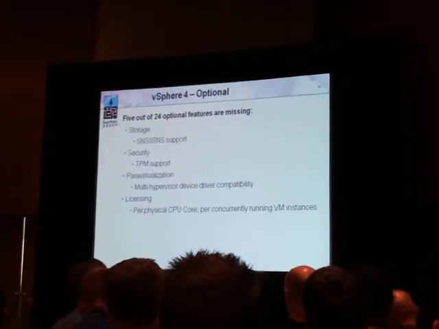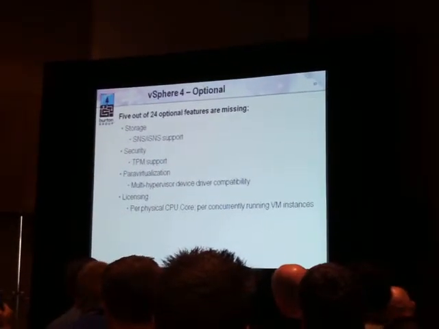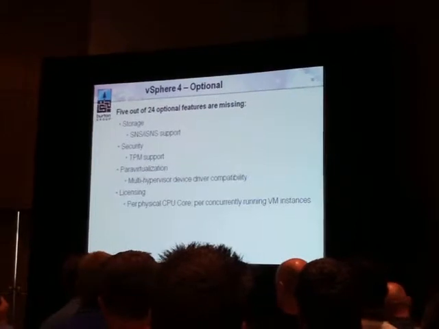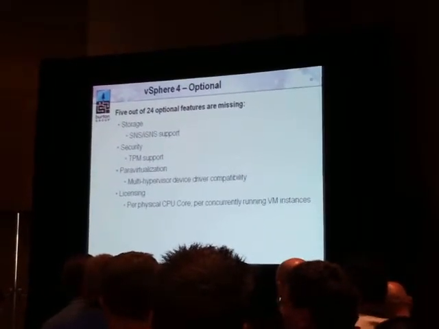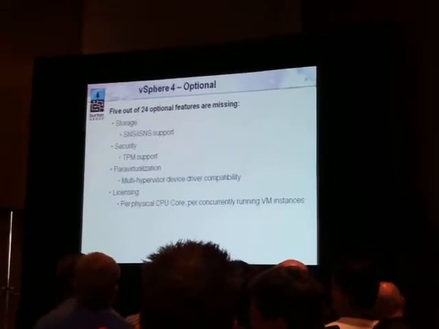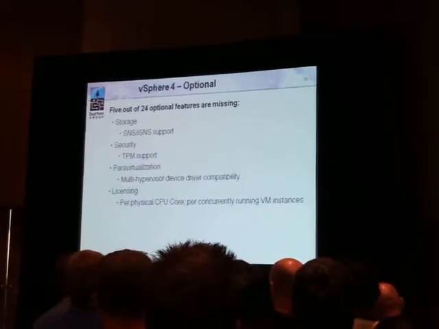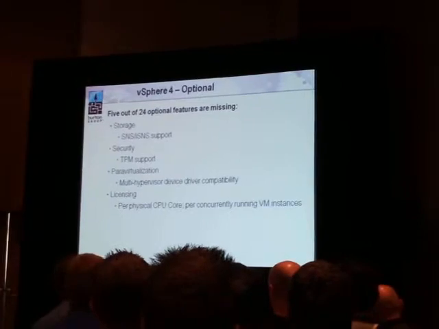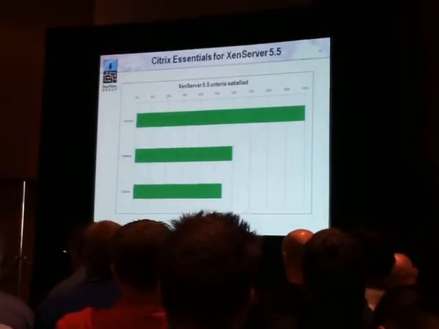And then para-virtualization. Of course, their para-virtualized drivers only work in the VMware environment. You'll see that the other two vendors we looked at actually share the same para-virtualized driver architecture and can use the same para-virt drivers in either hypervisor. And then licensing, again, they don't have a physical CPU core, and also they don't have concurrently running VM instances. So let's take a look at Citrix XenServer 5.5.